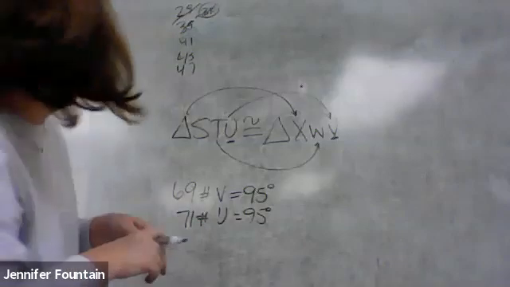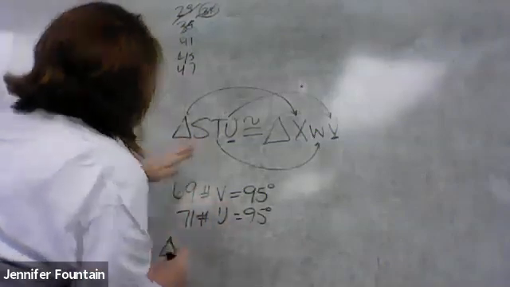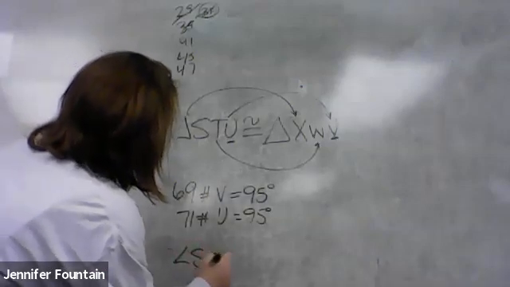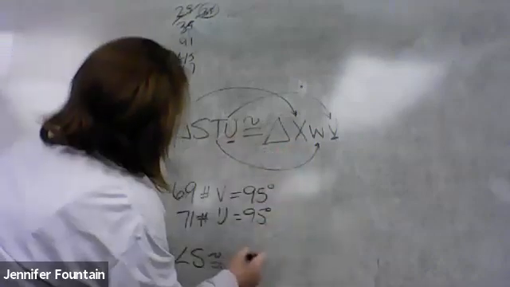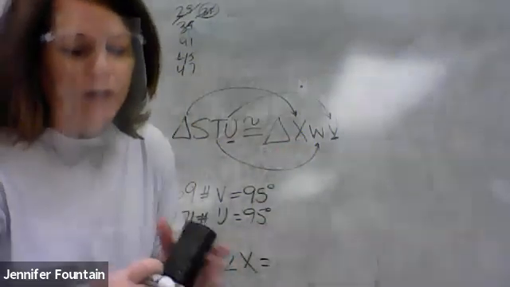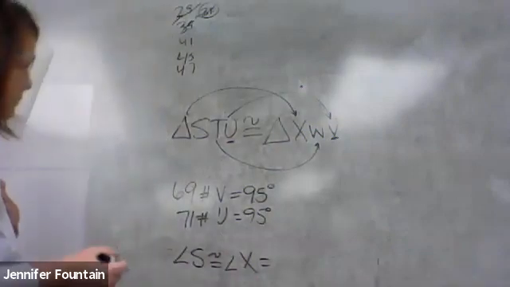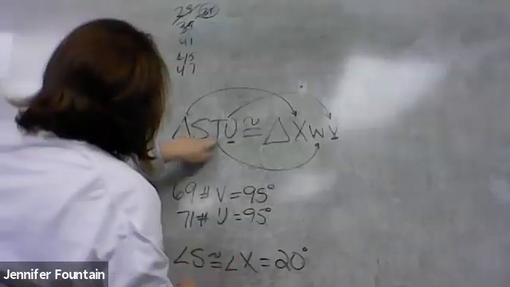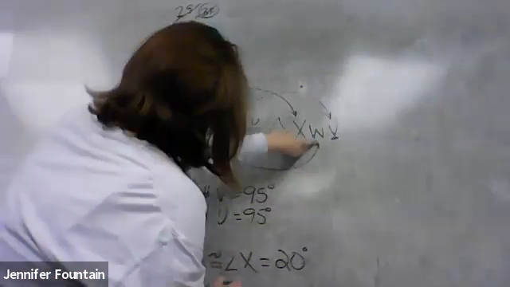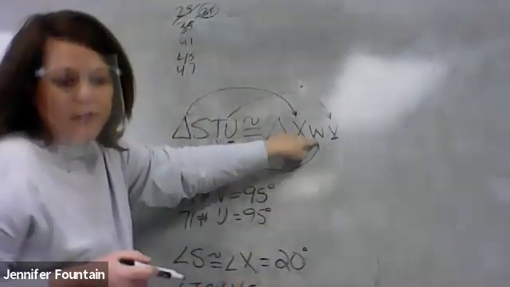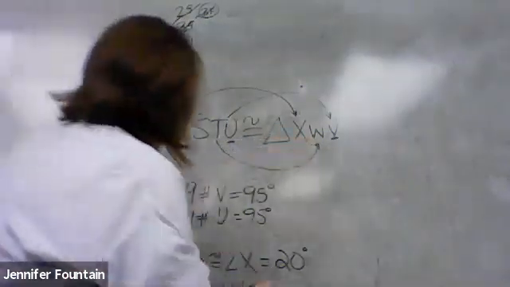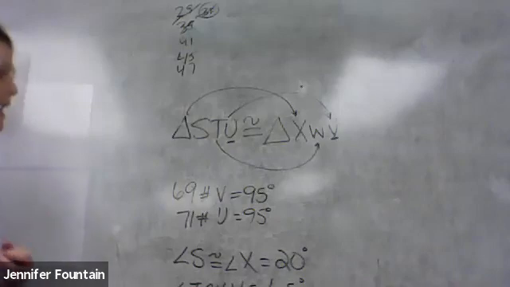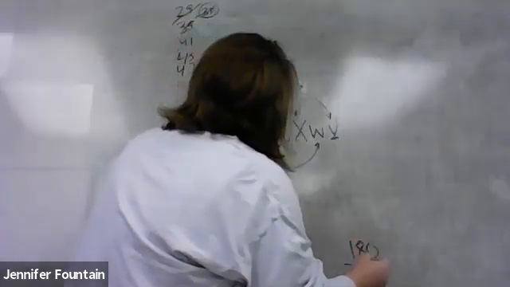Okay, so look at, or not triangle. So we said that angle S was congruent to angle X. Let's take a look at that. What is the measure of angle S? 20 degrees. They're both 20 degrees, right? And we said that angle T is congruent to angle W. What was the measure of angle W? 65 degrees. So what is 65 plus 20? 85. So what is 180 minus 85?